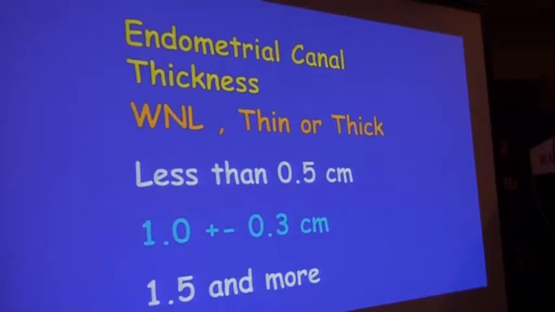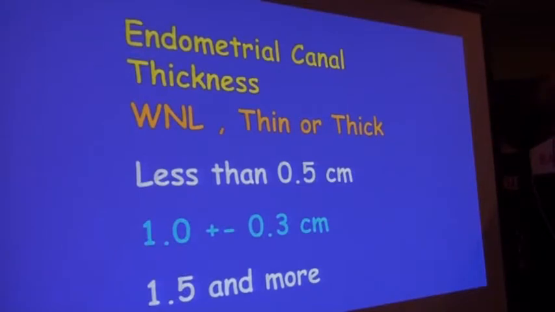Endometrial canal thickness, within normal limits, thin or thick. Less than 0.5 is normal. 1 plus minus 0.3 is the range. Anything 0.7 to 1.3 is normal. Anything less than that or more than that is abnormal.